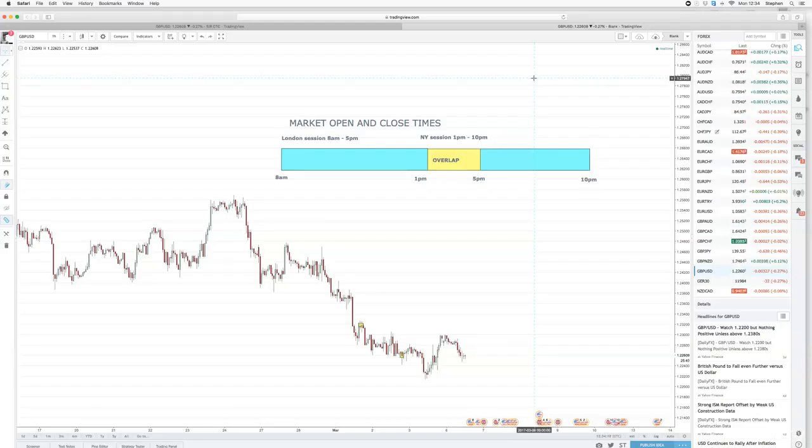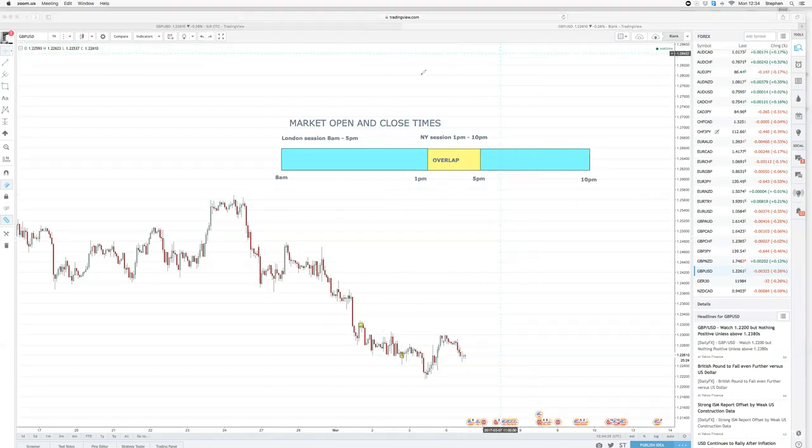In this section, I want to be covering the importance of knowing what the open of a market and the close of a market is. So for this example, we're going to be using the cable, which is the pound versus the US dollar. So the pound sterling against the US dollar. So I'm just going to write it on the screen now as we speak.